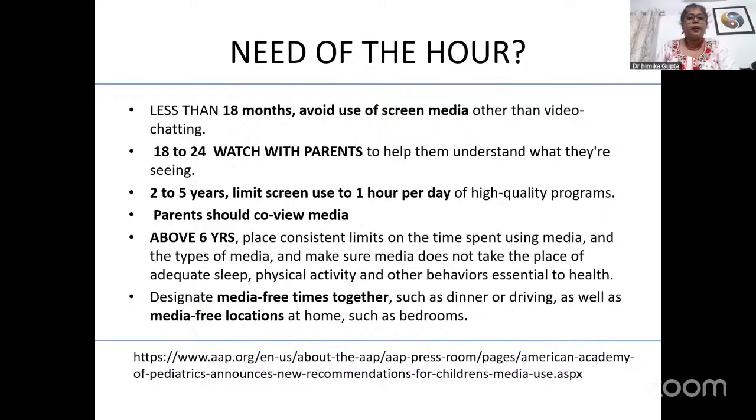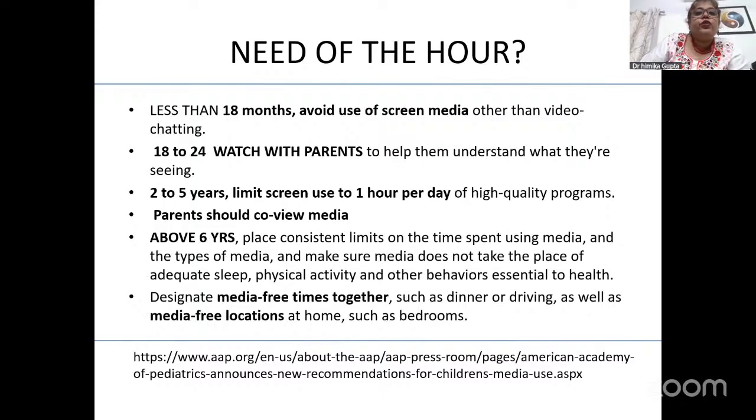So often the parents will ask, okay, then how many hours can we really allow them to watch the social media? So less than 18 months, avoid the use of media except for video chatting. That is also very clear, video chatting with parents and grandparents, period. Then 18 to 24, a little bit, watch with parents. And then from 2 to 5 years, 1 hour per day.